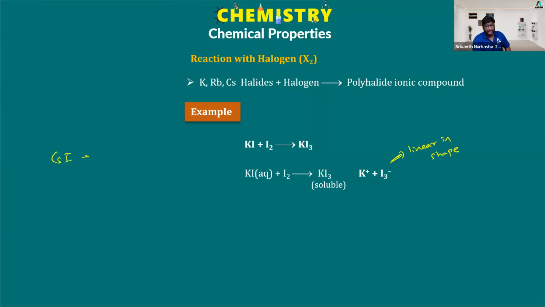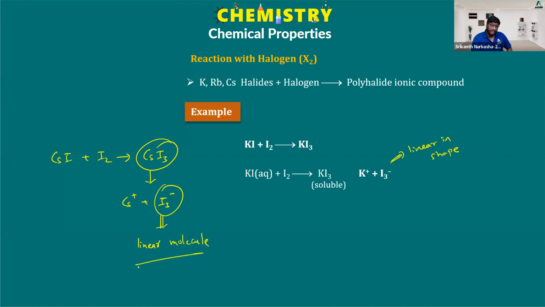Same with respect to cesium also. Cesium iodide will react with I2 to form CsI3. CsI3 will exist as Cs plus and I3 minus ion. A polyhalide ionic compound is going to be formed, and I3 minus will exist as a linear molecule or linear structure.